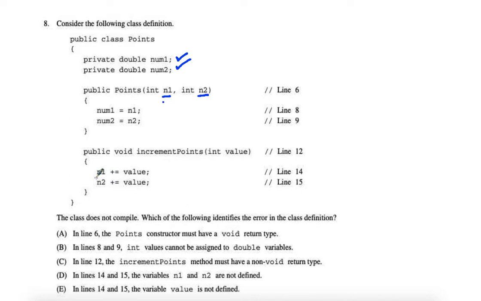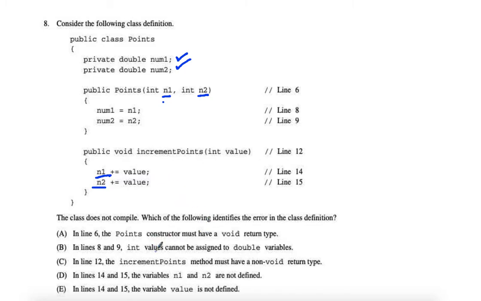That's the whole problem right here: on this line and on this line, we're trying to reassign the value of n1 and n2. Well, those variables do not have a scope which includes the incrementPoints method. So that will give you a compile error message.